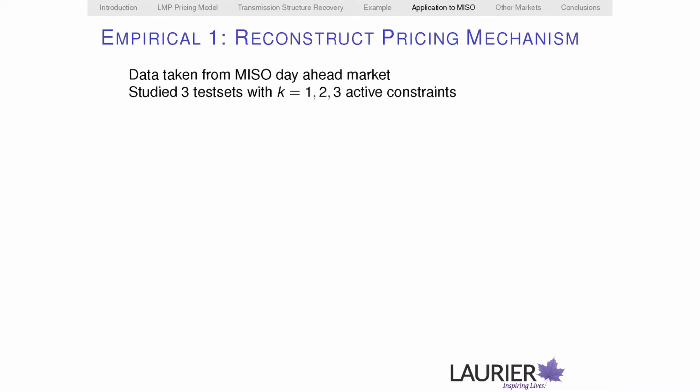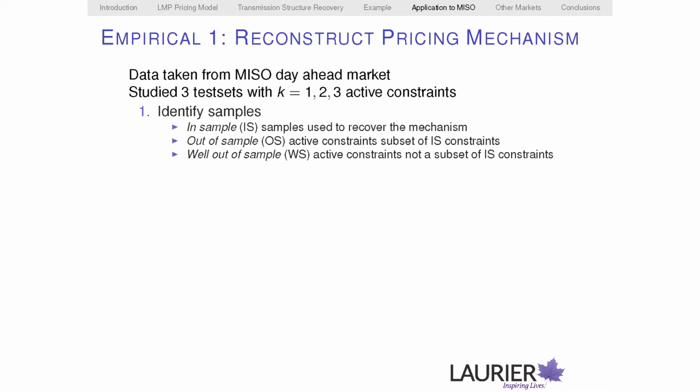We found a bunch of samples, not identifying anything in them yet. For each of these examples we had 3 sets of samples to do some in-sample and out-of-sample testing, basically to see how effective we are at actually regenerating that pricing mechanism. The in-sample set is the samples that were used to actually recover those transmission constraints and losses.